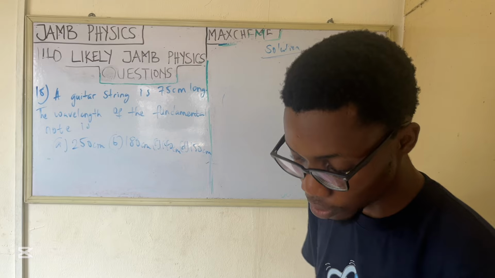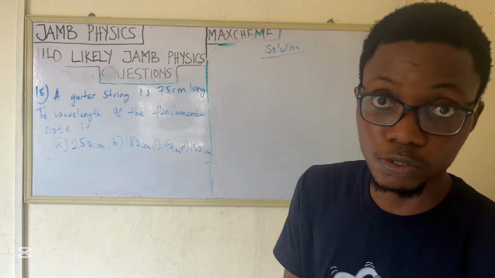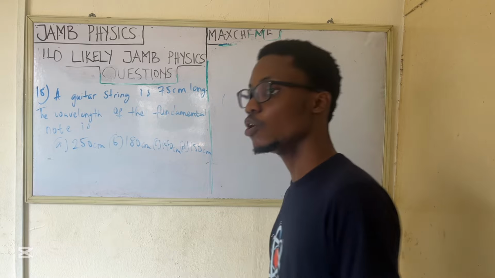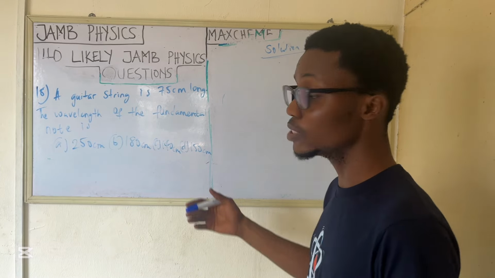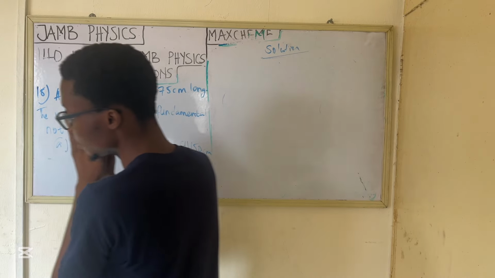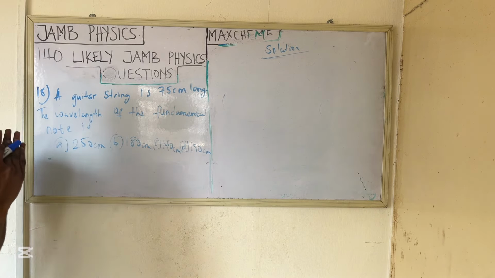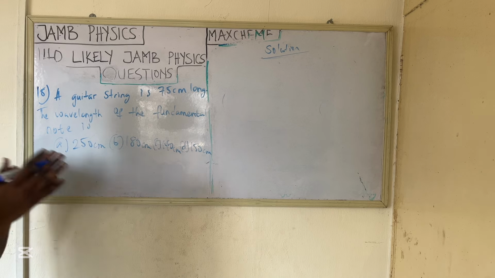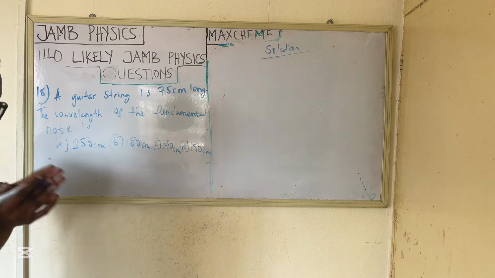When it comes to air column, open pipe, closed pipe, under wavelength, what are the fundamental notes? If you don't know them, this question is very, very simple, but you will fail the question. Now look at this. A guitar string is 75 centimeters long. The wavelength of the fundamental note is.